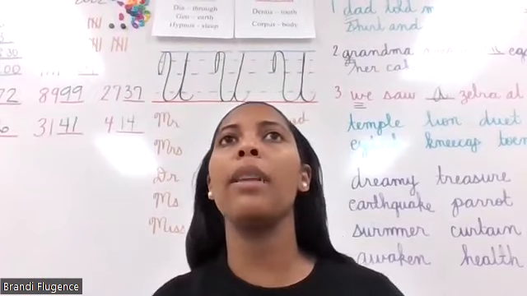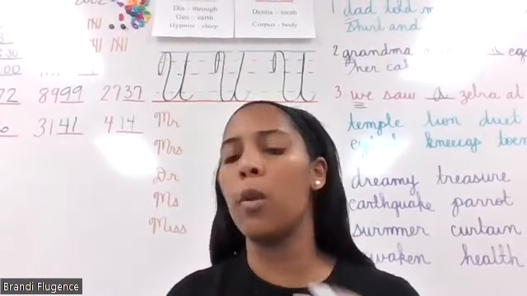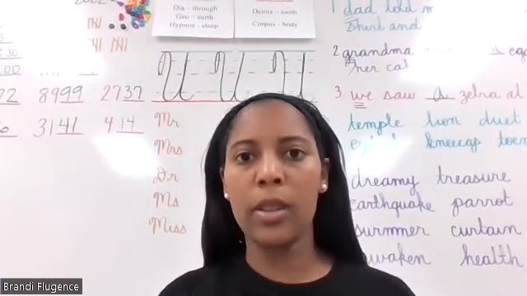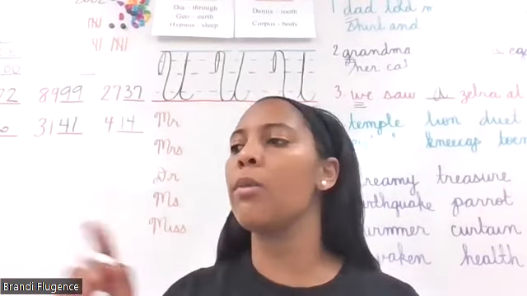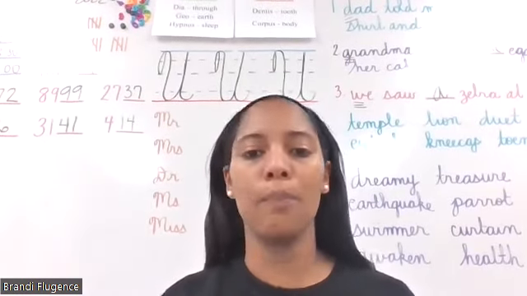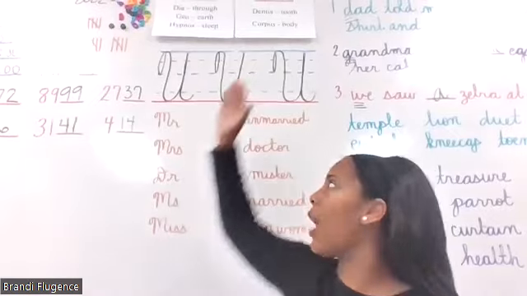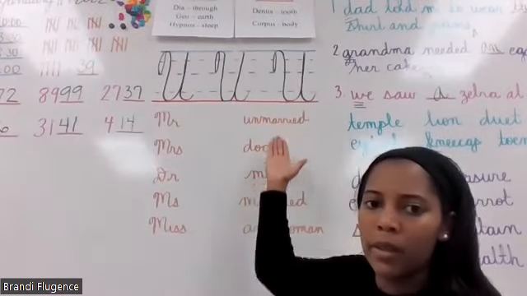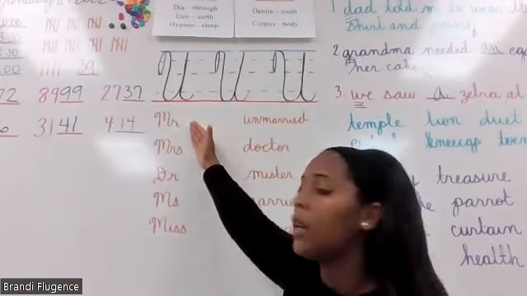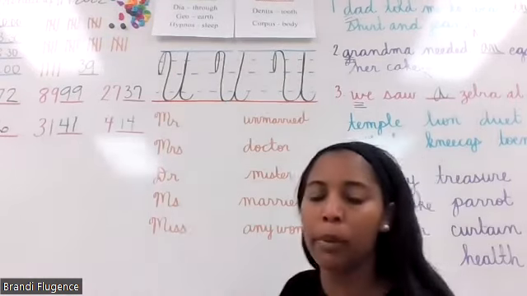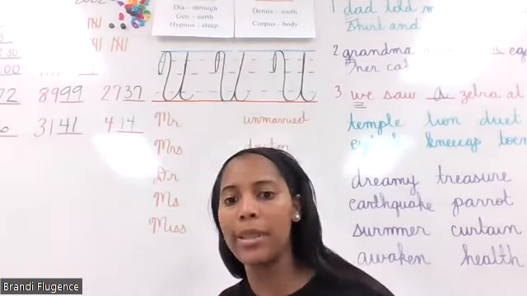Okay, so how do we write the titles of respect? We start them all with the what? We start them all with the capital letter, and what do we put after the title of respect? A dot. So we have the actual word, the name of the title of respect, and then we have the abbreviation. Remember, an abbreviation is a shorter way to write something.